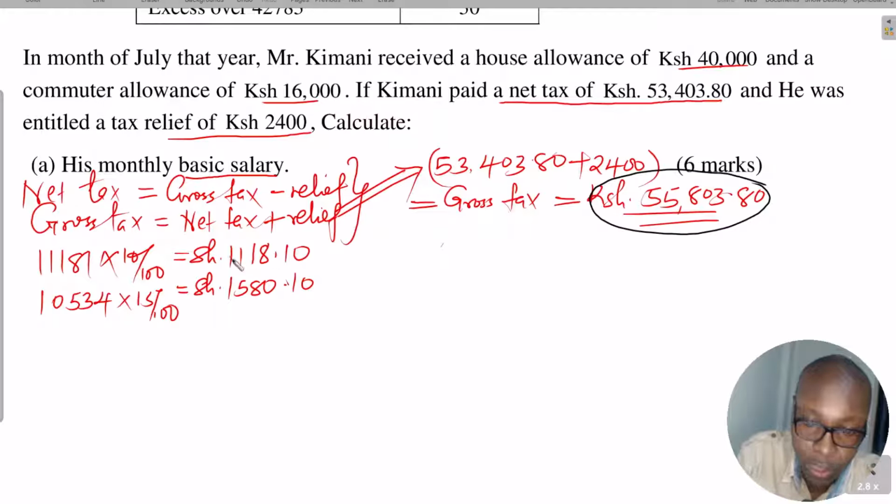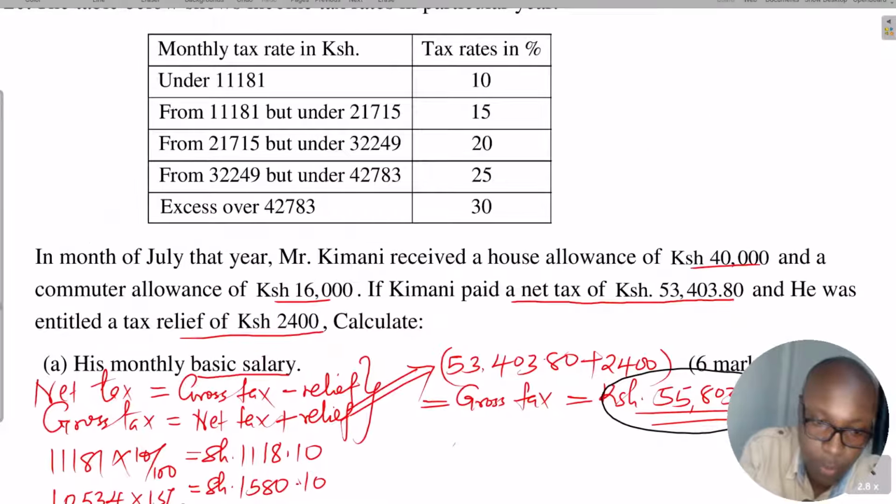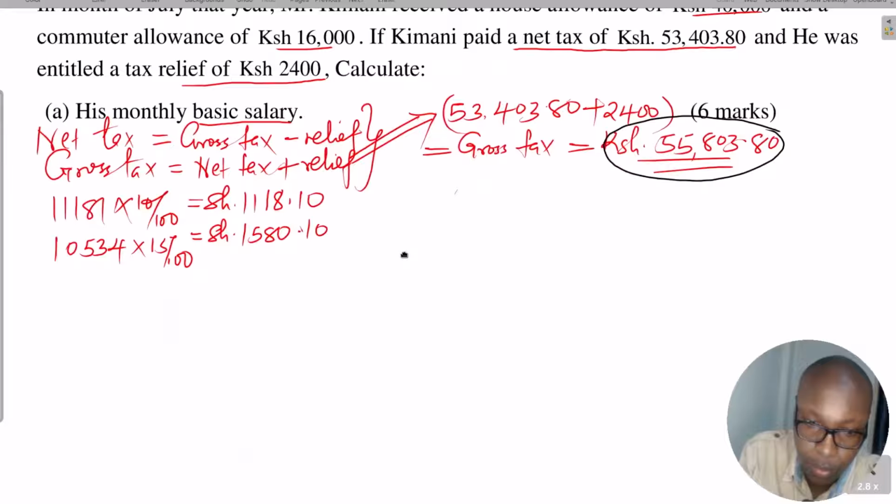So we must proceed. You can see we are too far. This is just 11,118, then 1580, and we need to have this figure. We need to have a tax of this figure. This is a gross tax. So we shall go to the next band, and the next band is from 21,715 to 32,249. Again, to get the taxable income in that band, simply take 32,249 and subtract 21,715. That will give 10,534, the same thing. It seems the band is uniform.